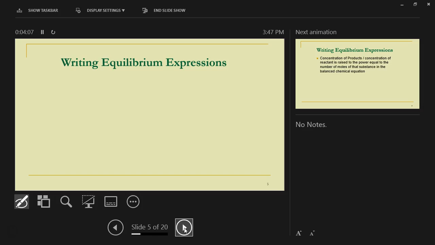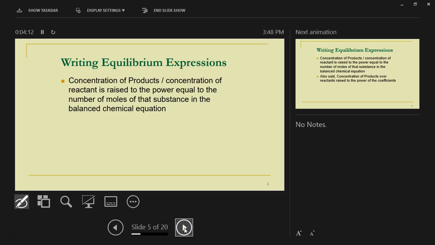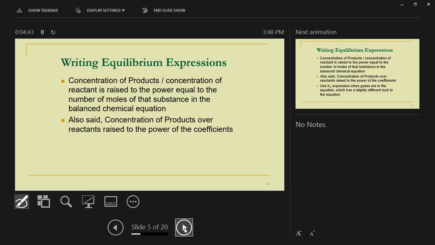So writing the equilibrium equation, it's as easy as pie. You are going to write the concentration of the products divided by the concentrations of the reactants, and they're raised to the power equal to the number of moles in that substance in their balanced chemical equation. That's why I said it had to be balanced. Now, when it says the number of moles, hopefully you remember back to stoichiometry, that just means the big coefficient in the front of your balanced equation components.